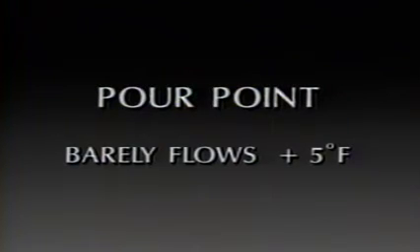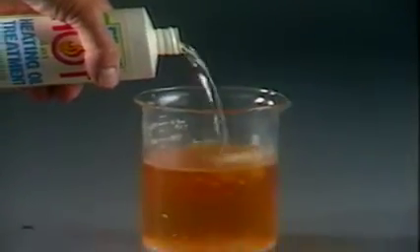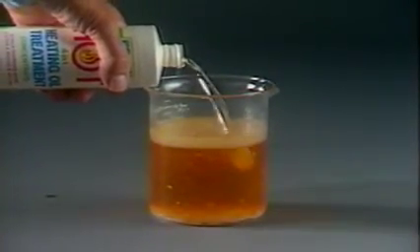Pour point is 5 degrees Fahrenheit above the temperature at which a particular fuel oil will barely flow. However, you can change the pour point in the field by mixing in a lighter oil, such as kerosene, or by adding a chemical agent to act as a pour point depressant.